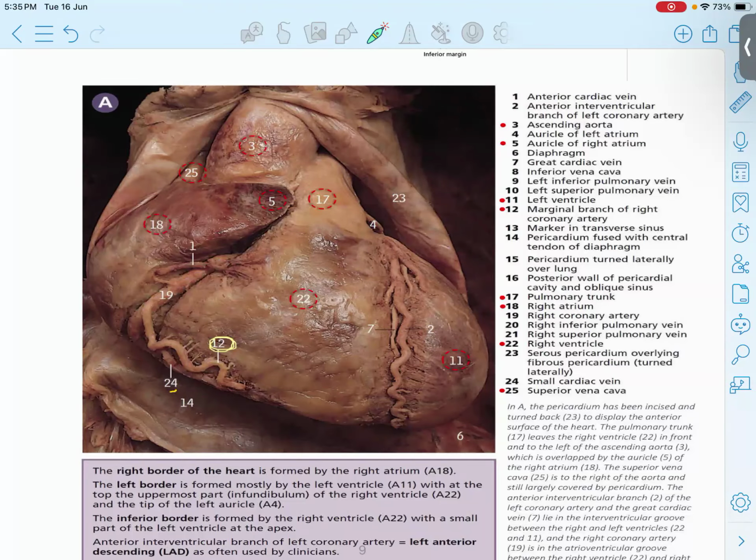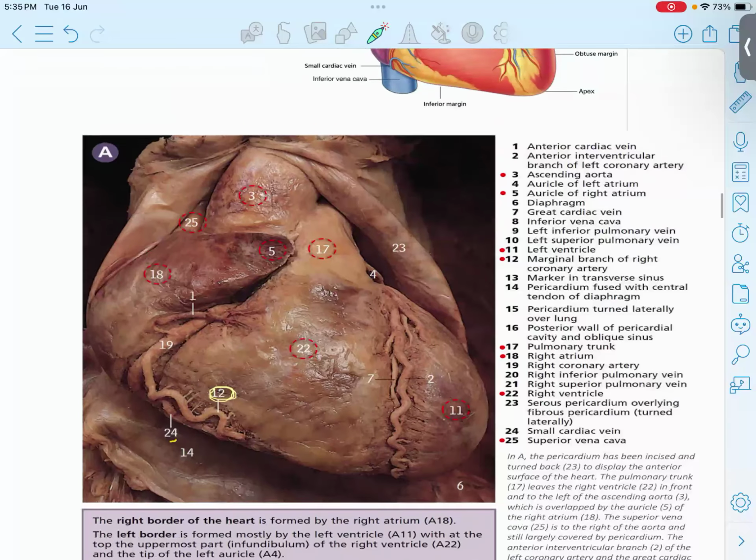Just here I want to tell you 19 is from the right coronary artery. Remember, it is the ascending aorta, not the arch of aorta, that has two branches: right coronary artery and left coronary artery. And the arch of aorta has three branches, BCS. So this is the right coronary artery, and 12 is the marginal branch of the right coronary artery.